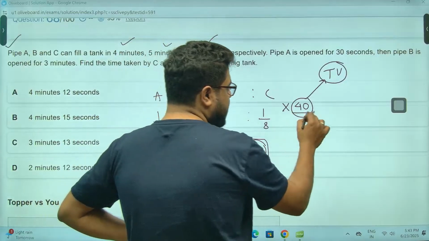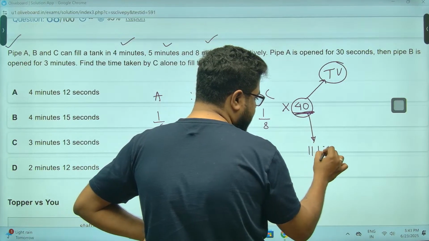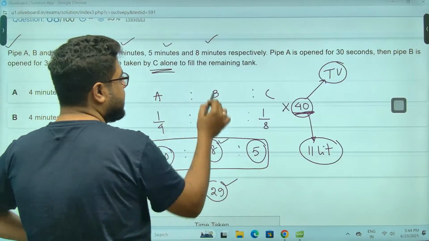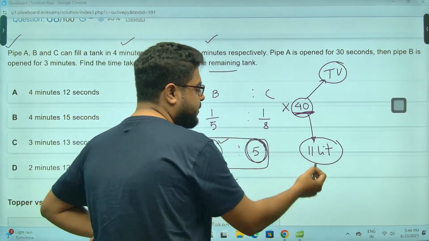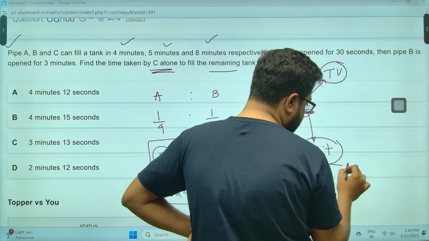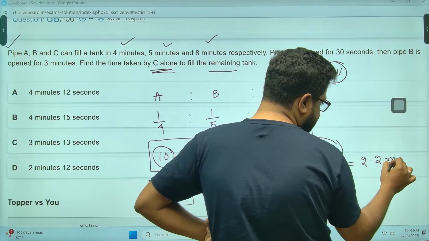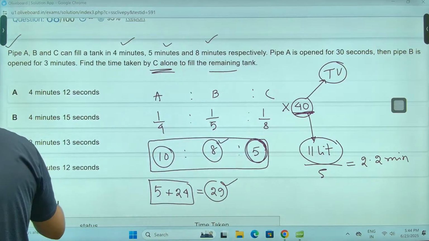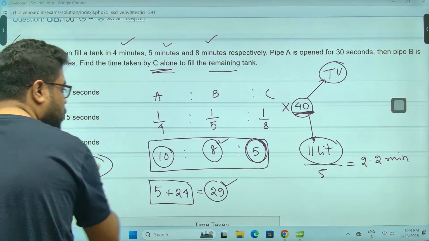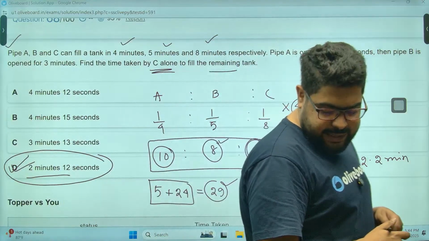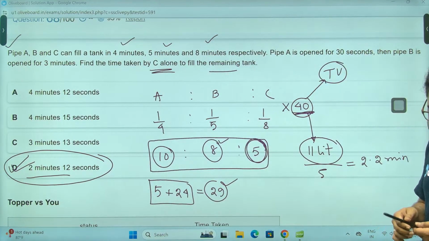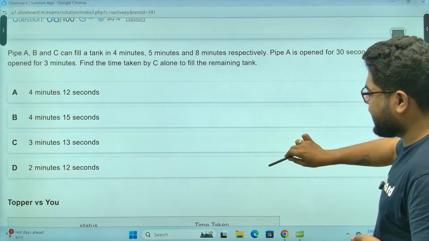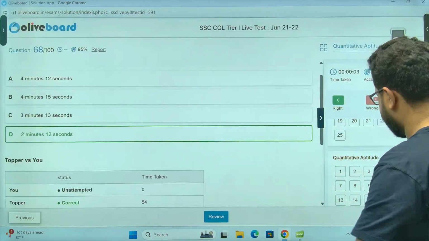Remaining is how much, sir? Total is 40 liters. So 11 liters of water is yet to be filled. Who will fill it, sir? Sir, C alone. Meaning, sir, efficiency of C is 5. So 11 by 5 karoge to 2.2 minutes will be the answer. Now 2 minutes ke baad, sir, you don't need to do anything. Option D is the answer. Only option having 2 minutes and such seconds. अदरवाइज आपको करना था. रघु, yes absolutely correct, brother. So this is something you don't need to calculate the last part.